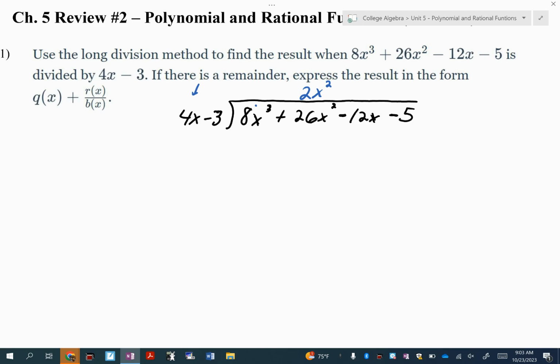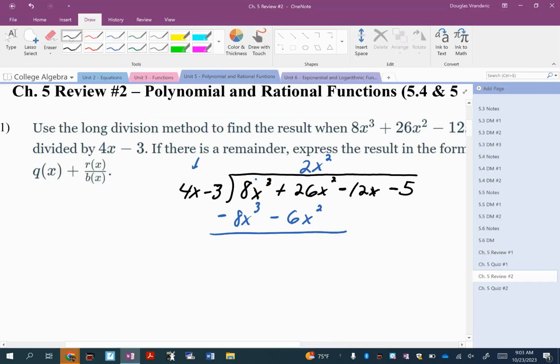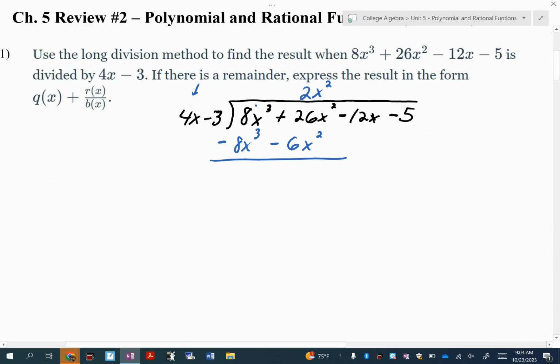So multiply the 2x squared times 4x, you get 8x cubed. That shouldn't be a surprise. 2x squared times negative 3 is minus 6x squared. And then we're going to subtract. When you subtract, you get 0 for the first term. 26x squared minus a negative 6x squared is really addition. So that's going to be 32x squared. And then bring down the remaining terms that you haven't touched.